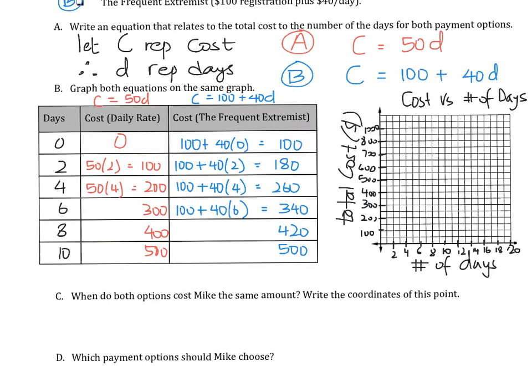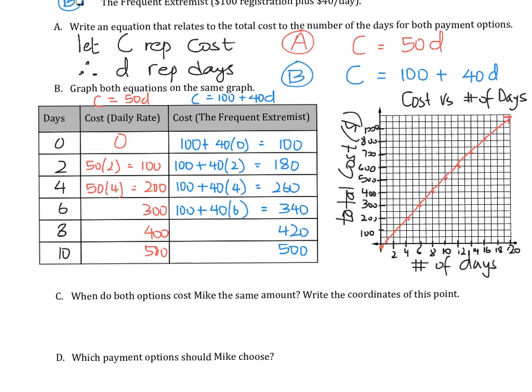Okay, graphing daily rate now. So using your table of values, your first point would be 0, 0. And then we have 2, 100, 4, 200, 6, 300. Now, if you notice, every 2 days, the value is going up by $100. So you can just use your grid and draw a straight line. Make sure you're using a ruler. I can't on my software, so my line might be a little bit crooked.